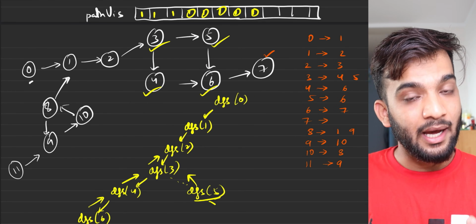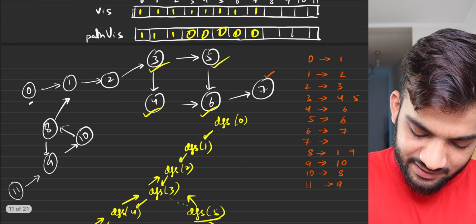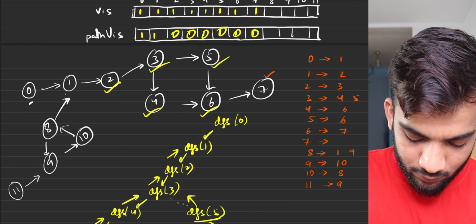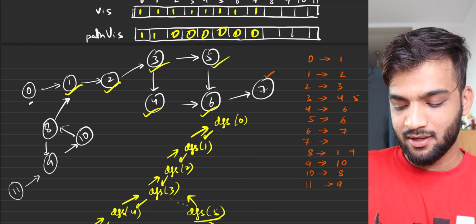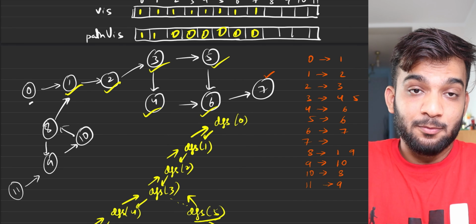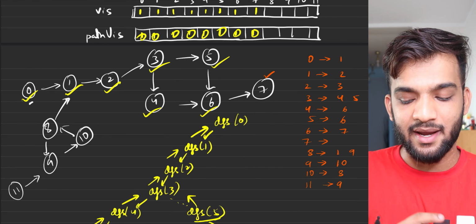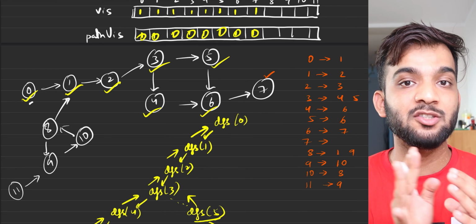2 says, I'm also a safe node. So 2 marks itself and goes back. 1 says, I'm also a safe node, marks itself and goes back. 0 says, I explored all my paths. I'm also a safe node, marks it as 0 and goes back. Everyone, the path has been traversed.